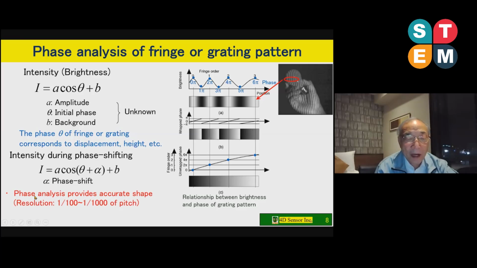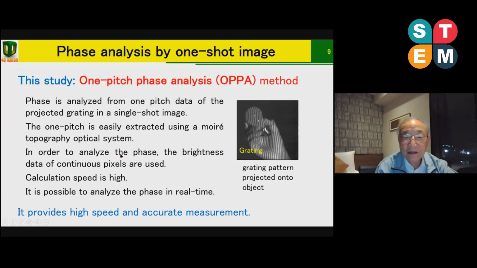So phase analysis provides accurate shape. The resolution is 1/100 to 1/1000 of the pitch. In very good conditions, we can obtain 1/10,000 of the pitch. So the accuracy becomes very high by analyzing the phase.